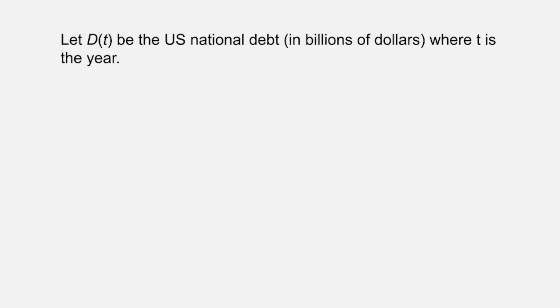For the last example, let's look at the US national debt. Let's say that we have a function that tells us the US national debt in billions of dollars in some given year. To save some space, I didn't write out the input and output units, but the input unit would be the year, and the output unit would be billions of dollars. And notice that the output is not dollars, it's billions of dollars. So if the output was 1, that would not be $1, that would be $1 billion.